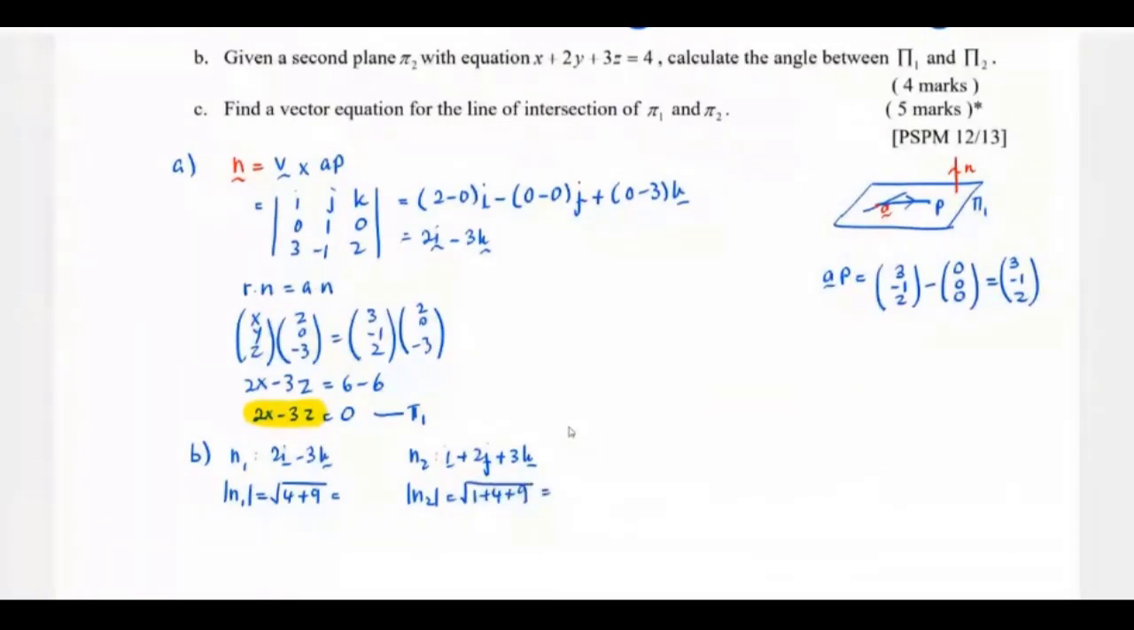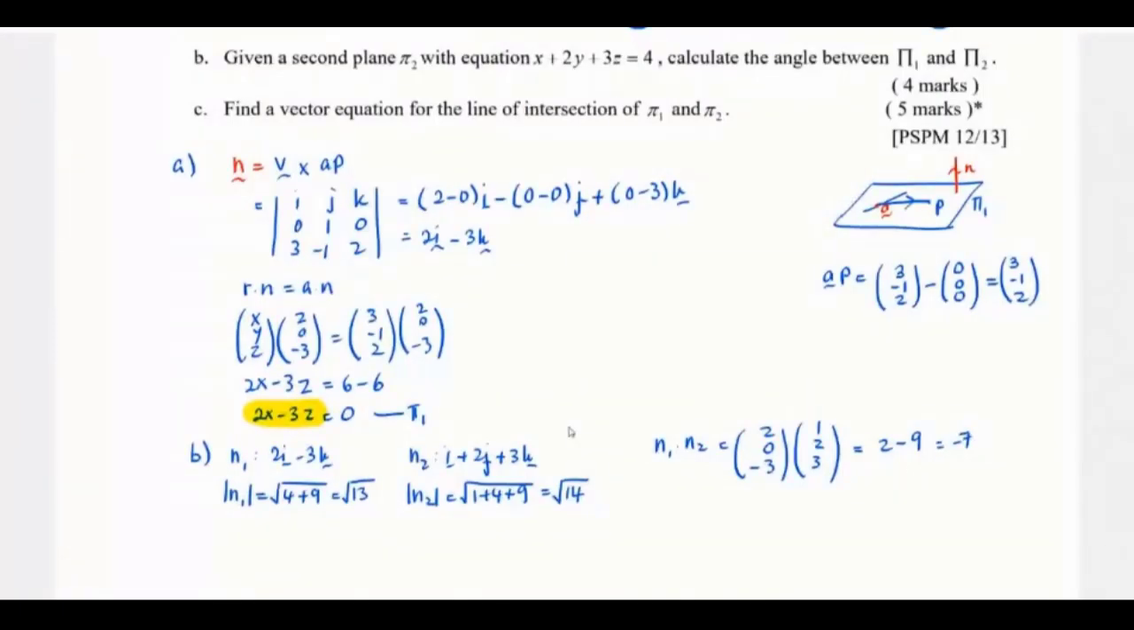Magnitude N1 kita dapat square root of 13. Magnitude N2? Square root 14. Okay. So dot product N1 dot N2. So we're going to have 2, 0, negative 3, and then 1, 2, 3. So directly we have 2 minus 9. Minus, here should be negative 3. Okay, so we're gonna have negative 7.